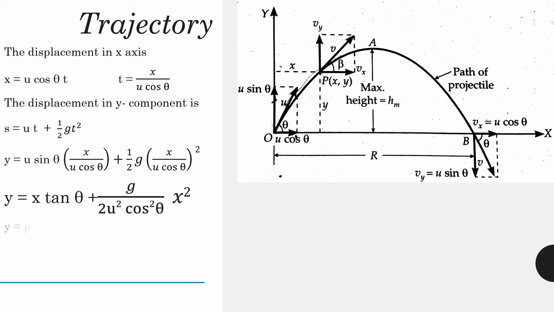It can be written as y equals px plus qx square. Since tan theta and g upon 2u square cos square theta are constant, we can replace them with new constants p and q. This becomes an equation of a parabola. Thus, the trajectory of angular projectile motion is a parabola.